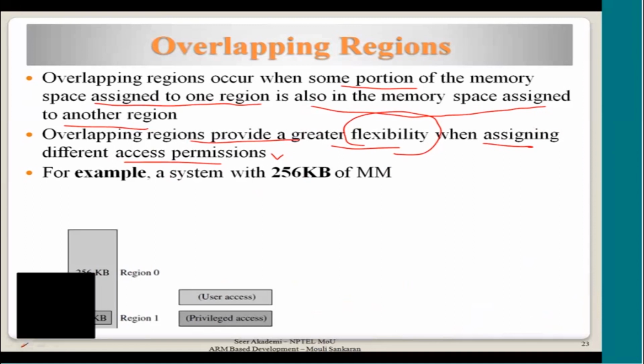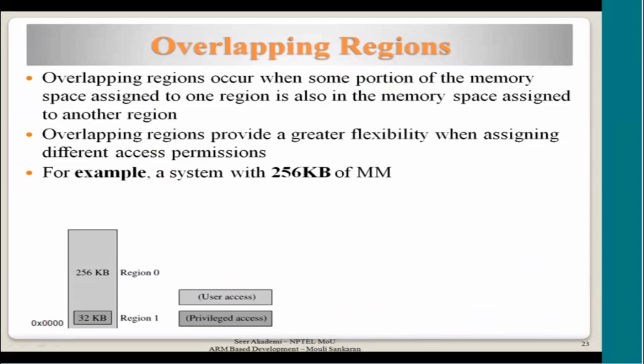Let me remove all the. Now you have a system with only 256 KB. See this. These numbers are chosen in such a way that they are multiples of 2. Even 32 kilobytes is a power of 2. So you see the shaded region. The dotted shaded one is privileged access. That means it's meant for maybe OS code.